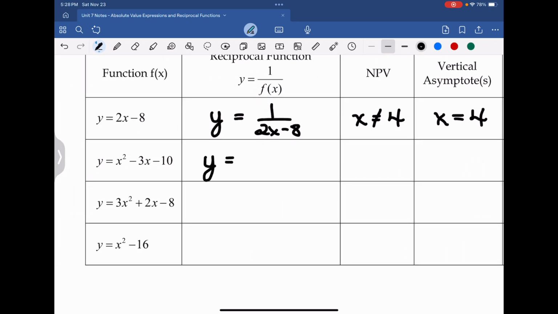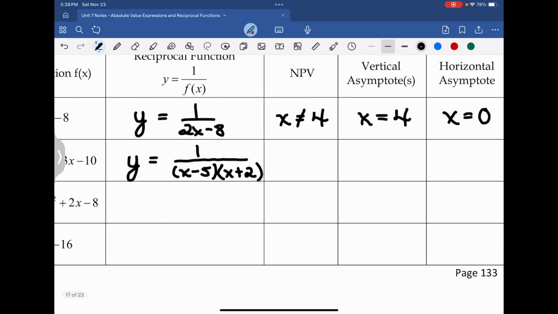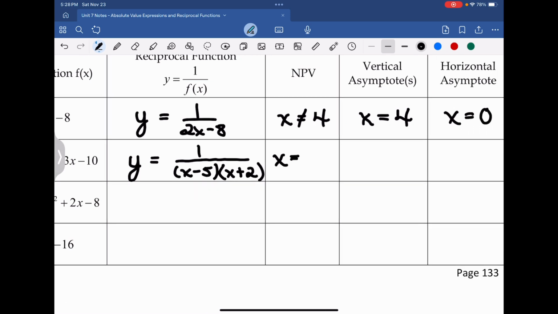So our new reciprocal function will be y equals 1 divided by the original function, which is x squared minus 3x minus 10. If they ever give you a trinomial, factor it. So what we're going to do is say, if I want to factor this, what multiplies to make negative 10 and adds to make negative 3? This is x minus 5 and x plus 2. Perfect. Our non-permissible values come from our denominator. Just like we did in our previous unit, x cannot equal positive 5 or negative 2. If it's either one of those, then it's not going to work. In fact, it would make this undefined.